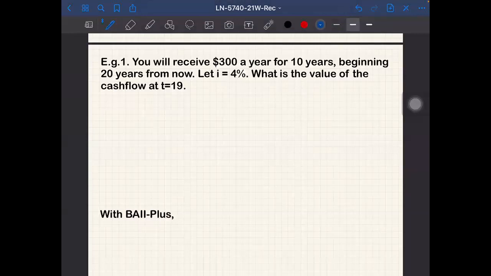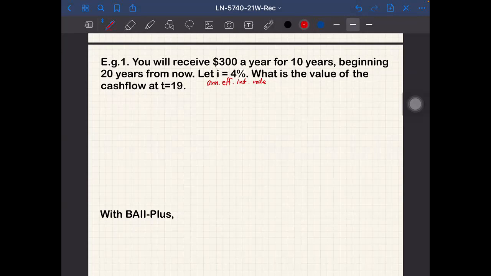Okay, so now that we have an example for annuity immediate or annuity due. You will receive the $300 a year for 10 years, beginning 20 years from now. So let i be equal to 4%. This is the annual effective interest rate. What is the value of the cash flow at t equal to 19? t equal to 19 means 19 years from now.